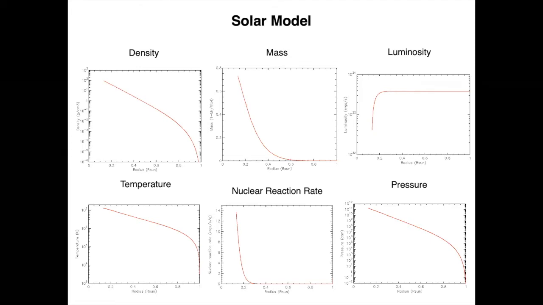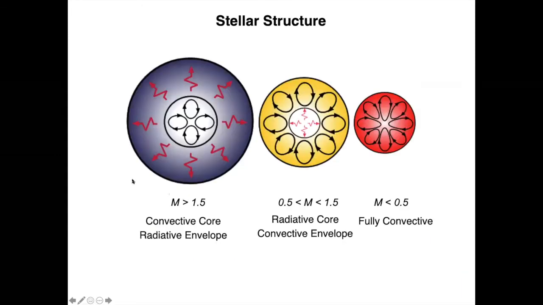The structure of stars of different mass is slightly different. For the sun, you have a radiative zone in the core and a convective zone near the surface. For a hotter star, you'd have the opposite: a convective core and a radiative envelope. For a star with much less mass than the sun, you don't have any radiative zone, you only have a convective zone.